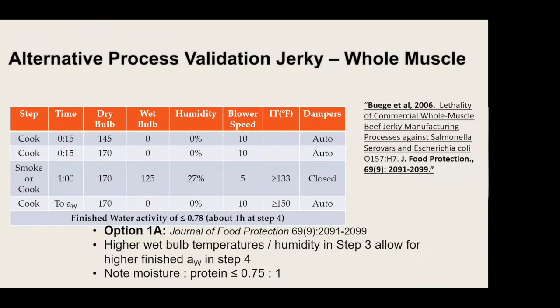Now we are going to dive into alternate support for jerky processing. By utilizing the paper referenced on this slide, the smokehouse schedule for option 1A in this paper is displayed here. If you're going to use this, the finished water activity would need to be 0.78 or less. I recommend pausing this slide to identify if this processing schedule would work for your facility.